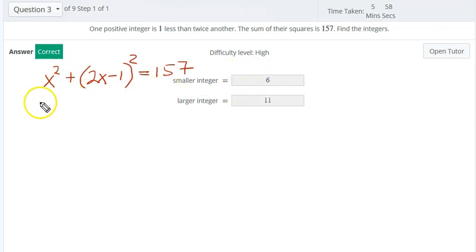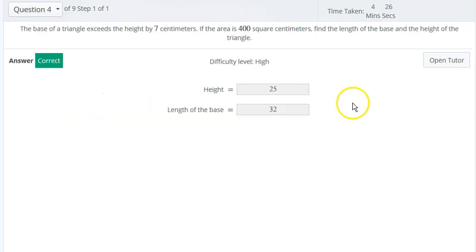And it would be. So if you squared 6, that would be 36. Now, 2 times 6 is 12 minus 1. This is 11. And if you squared 11, that's 121 plus 36 equals 157. So it checks out. Now, as you do question 4, again, you're going to pause. But I would suggest you make a picture of a triangle.